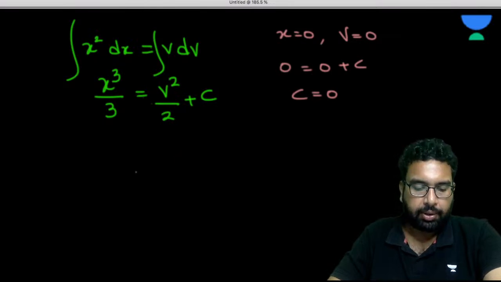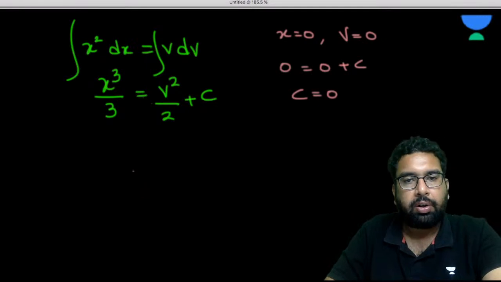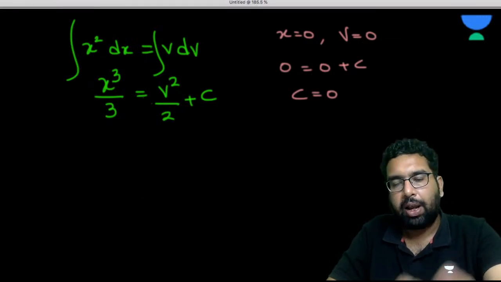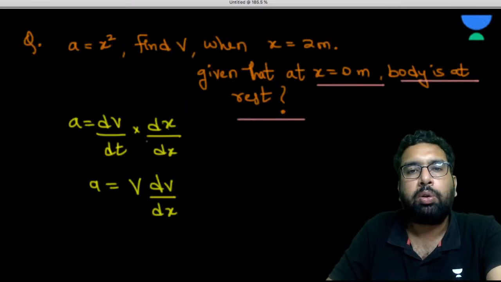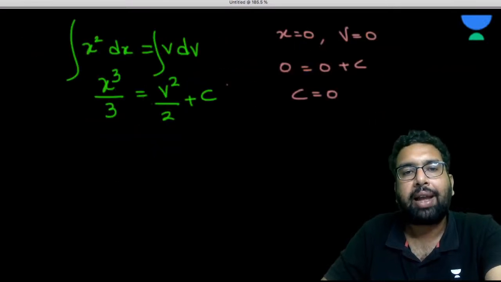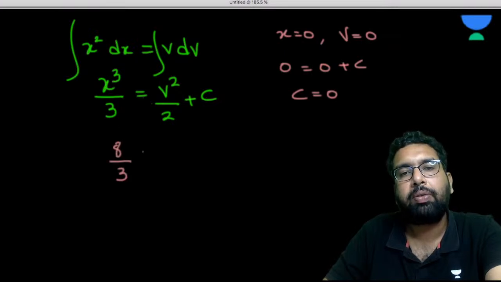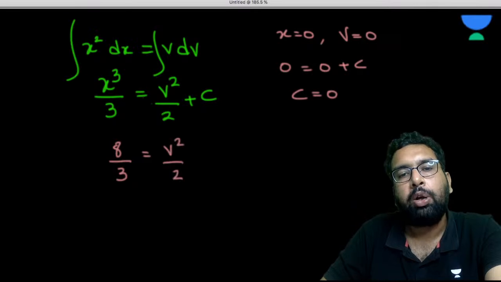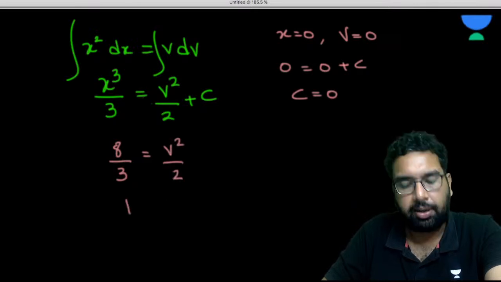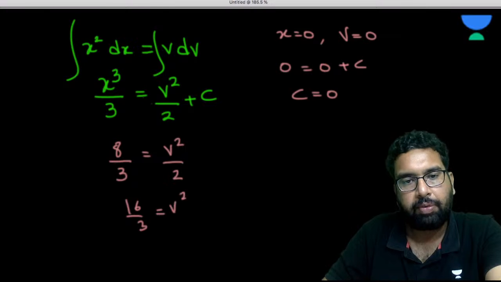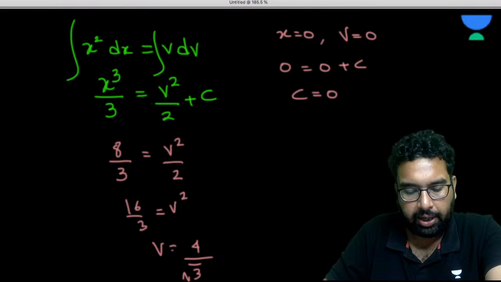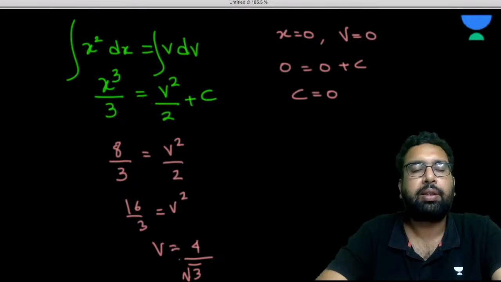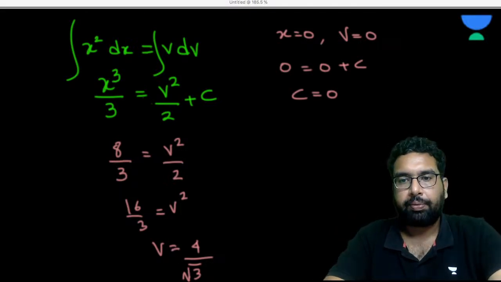Now with c is equal to 0, we need to find the velocity when x is equal to 2 meters. So 2 meter, that means 2 cube, that is 8 by 3, equals v square by 2. So this is going to be 16 by 3 equals v square. So v will become 4 by root 3. This is the velocity at this point.